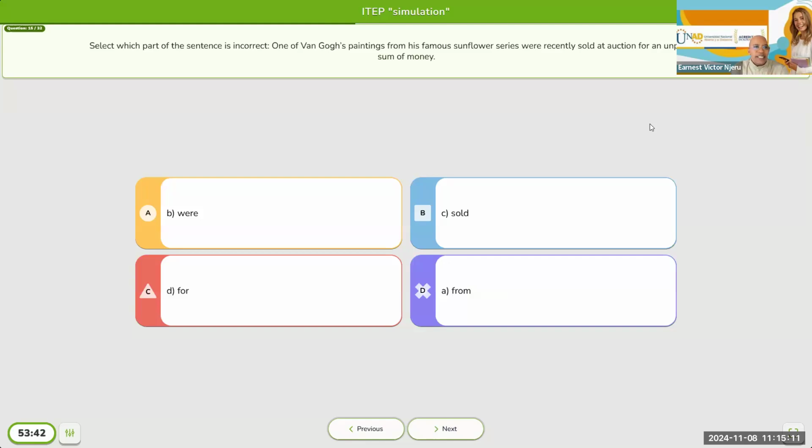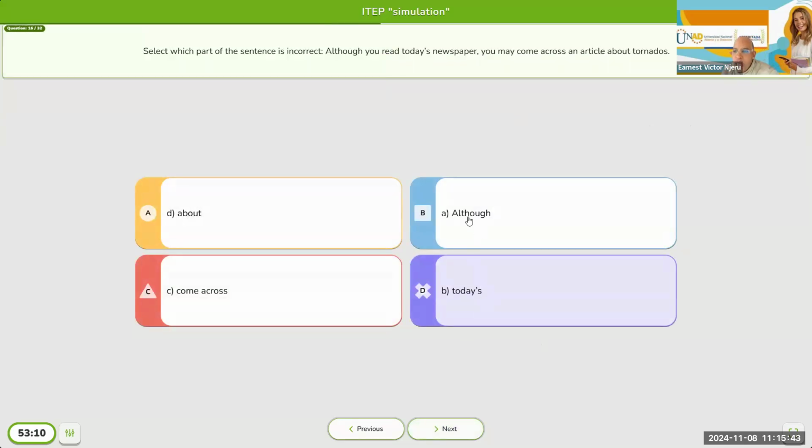Let's move. Which one is incorrect? One of Van Gogh's paintings from his famous Sunflower series were recently sold at auction for an unprecedented sum of money. What's the answer? The incorrect one. Check the sentence. A, where? Yeah, because it's one of, so singular. Very good. Okay, very good. Next. We are halfway. We have 32 more.